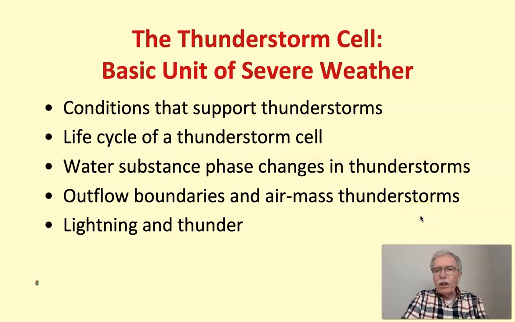As you can see, we're going to review some of the conditions that support thunderstorms. Why do I say review? Because this goes back to prior to the midterm when we were looking at moisture and precipitation and atmospheric stability. We're going to go back and review some of those things, and the life cycle of a thunderstorm cell. We'll go through what the typical thunderstorm cell does during its life cycle.